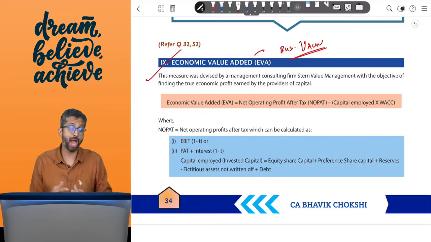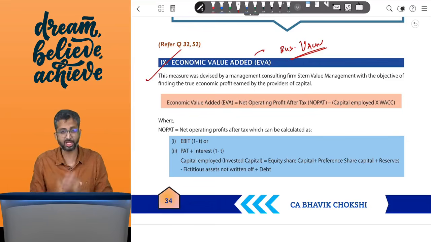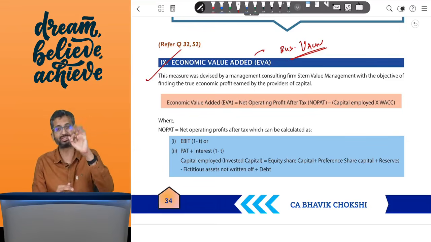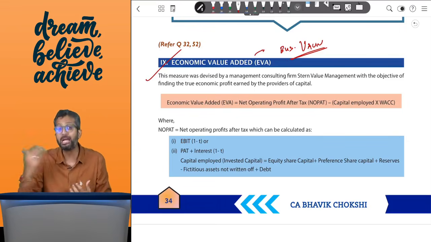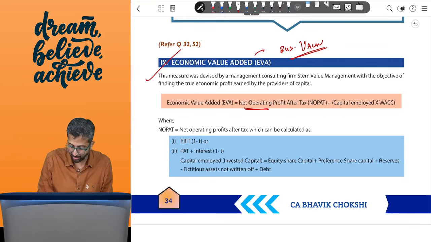And hence, I'm boasting that I've earned 100 for the providers of capital, but by the way 75 they would have earned in any case, and hence the excess 25 is the economic value added. That is my economic profit. It is like saying that in my job I would have earned 12 lakhs, but in my business I'm earning 15 lakhs, so that 3 lakhs extra that I'm earning over and above my job is my economic profit. So economic value added is NOPAT, net operating profit after tax, minus the capital employed into WACC.